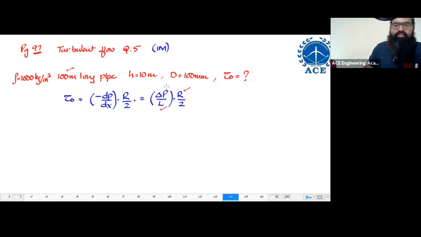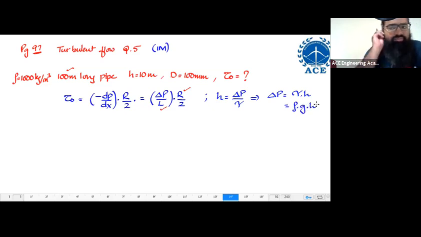Somehow I have to adjust the value of delta P. How can I adjust it? Sometime back we said that whatever pressure drop occurs contributes towards head loss. That means we have one more equation: head loss is equal to delta P by gamma, which implies delta P is equal to gamma times head loss, or rho times g times head loss.